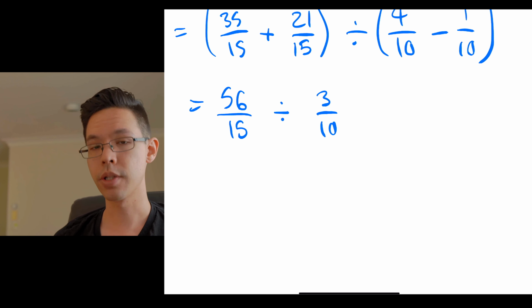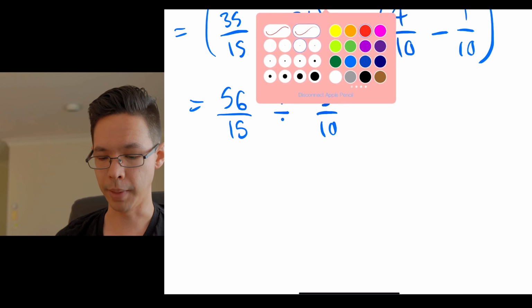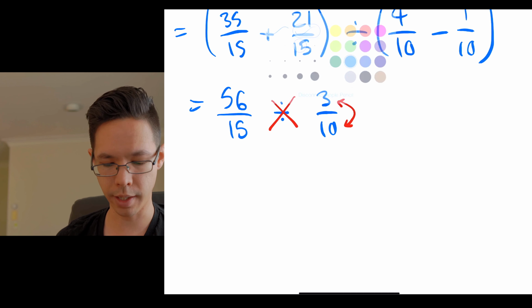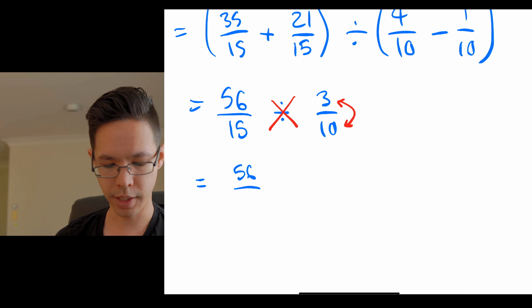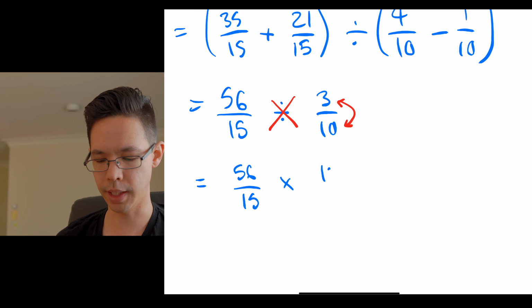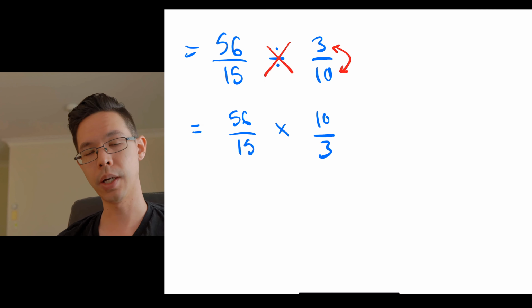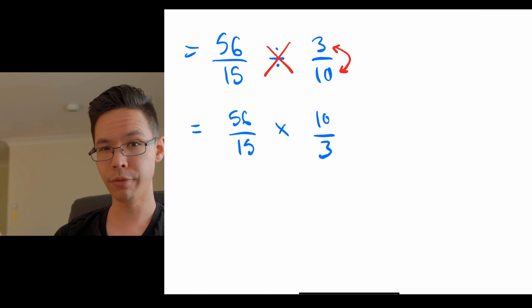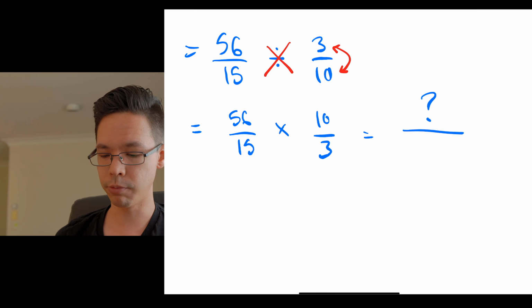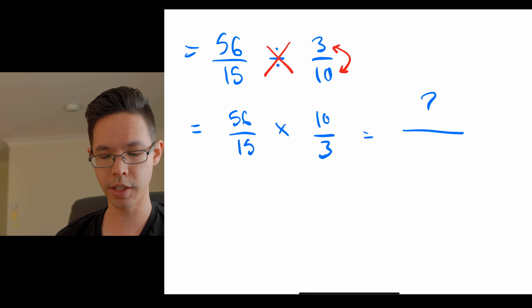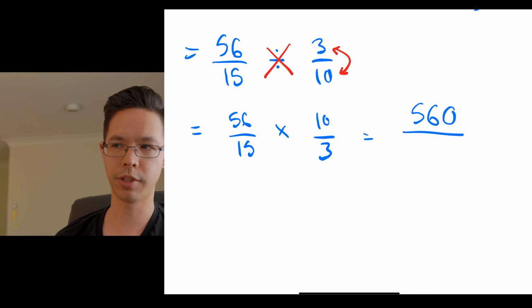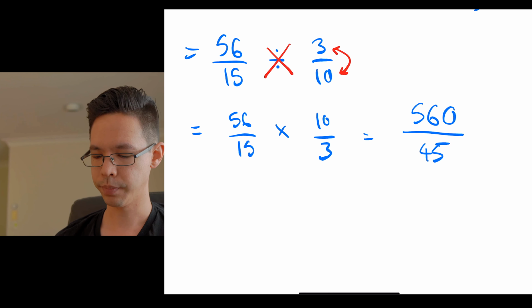To divide fractions, I need to convert this into the reciprocal format. So if I flip this one upside down, I'm then allowed to change the divide symbol into a multiplication symbol. So let's do that. So what we will have is 56 on 15 multiplied by 10 on 3. Now I can just multiply the tops together and multiply the bottoms together. However, I will know that it's going to be a really, really big number on the top. So let's see, 56 times 10 is going to be 560. Oh, God. 15 times 3 is going to be 15, 30, 45.